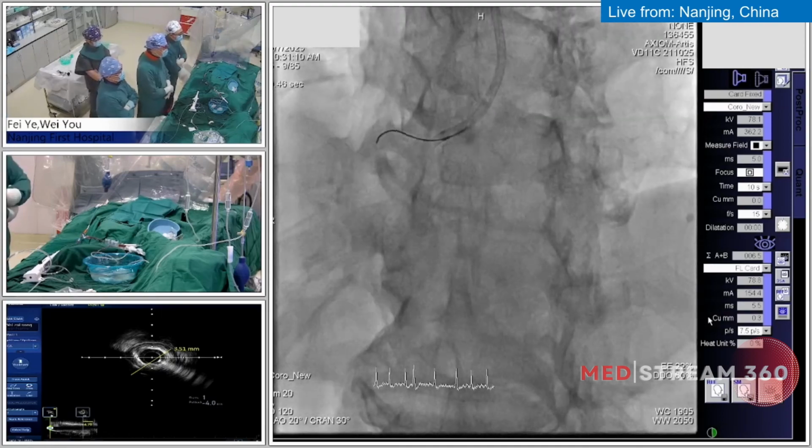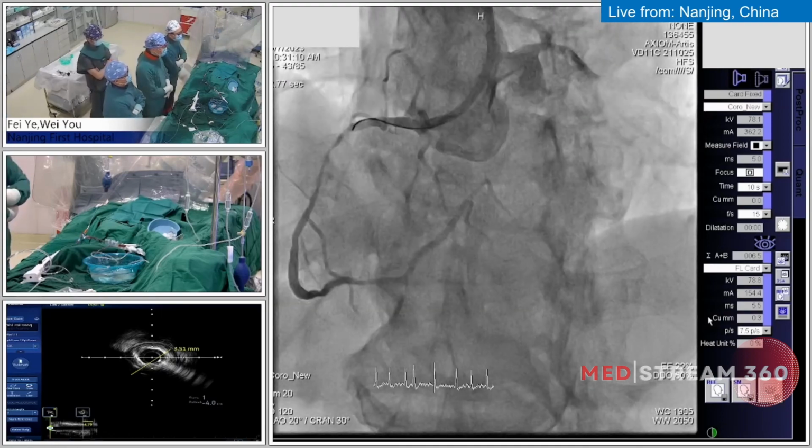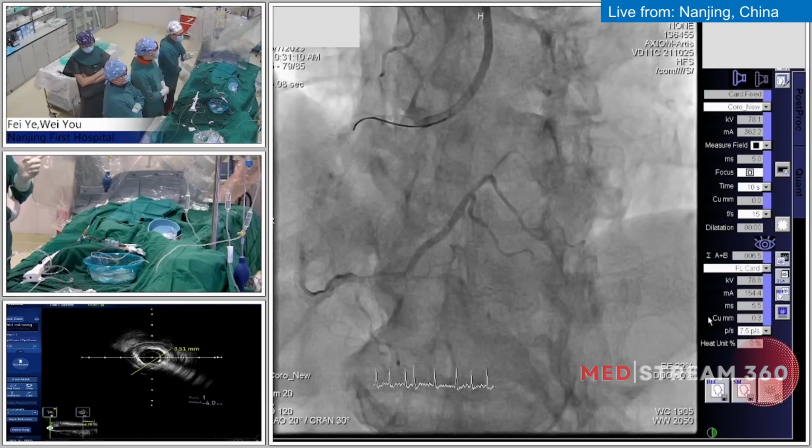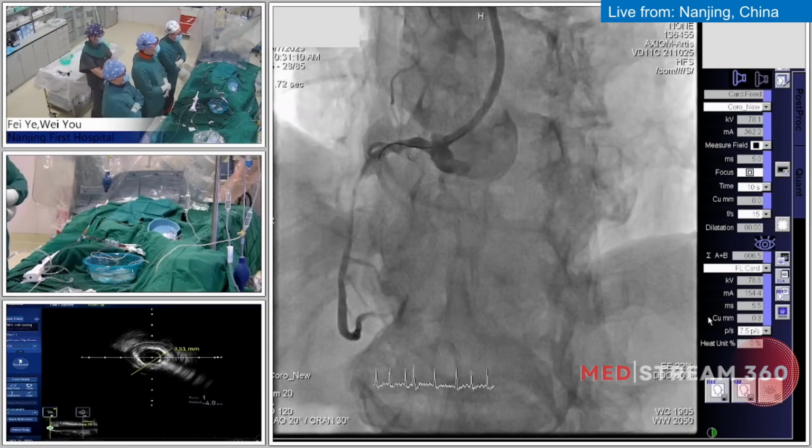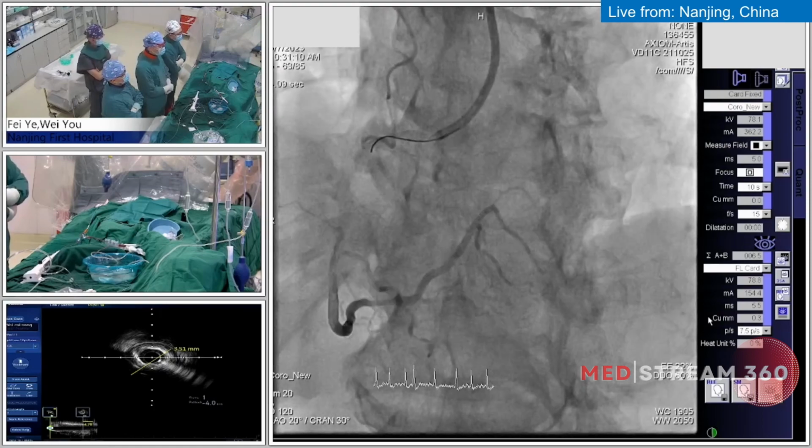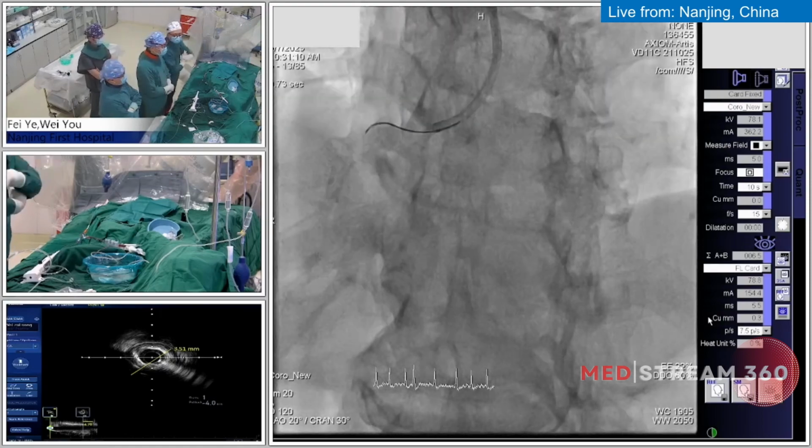So today, our PCI strategy, we just want to PCI the RCA. And for the RCA, we just use the IABP on standby. I think that's enough. Before that, please show me the LAO cranial view, please.